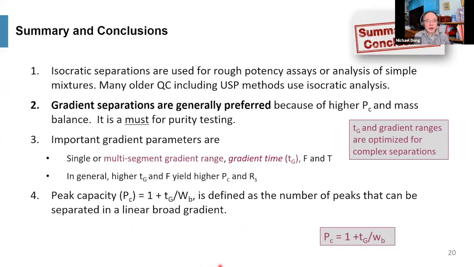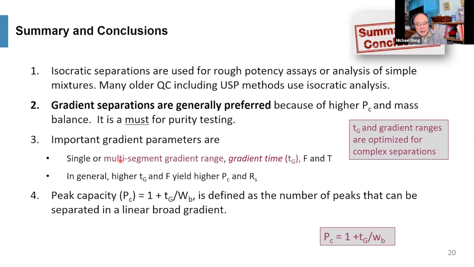So, summary: isocratic separations are used for rough potency or dissolution testing or simple mixtures, right? A lot of the older QC methods, including most of the USP methods, use isocratic analysis. And most of them don't work particularly well, right? For a purity assay, you really have to do a gradient. A gradient method I prefer because of higher peak capacity and also better mass balance, meaning that you have a clean column to start with. You can get all the late eluters out. It is really mandatory for purity testing or stability indicating assays.